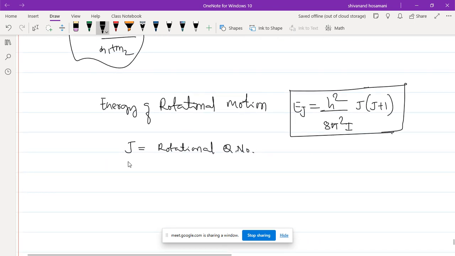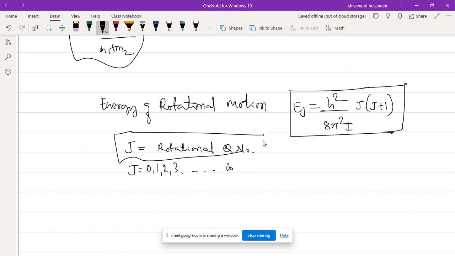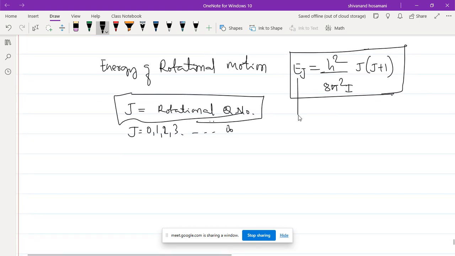J is going to take the values 0, 1, 2, 3 up to infinity. So J is taken as the rotational quantum number. When we define it quantum mechanically, we define a quantum number. EJ is nothing but the Jth level energy. When J is equal to 0, the total energy is equal to 0.